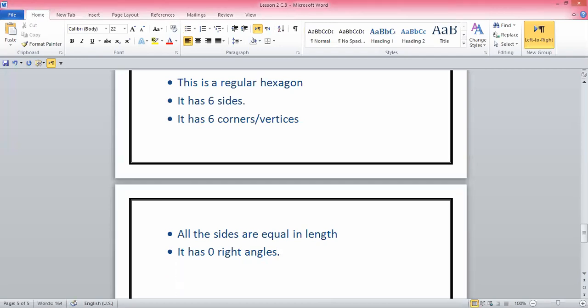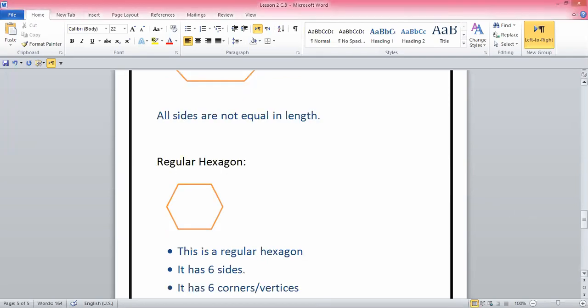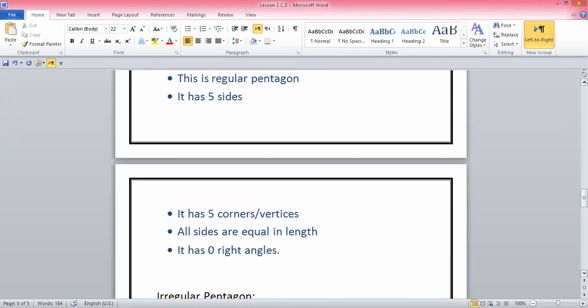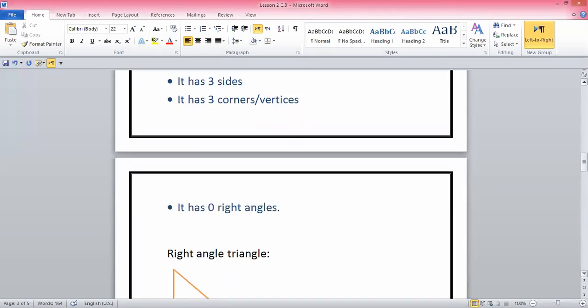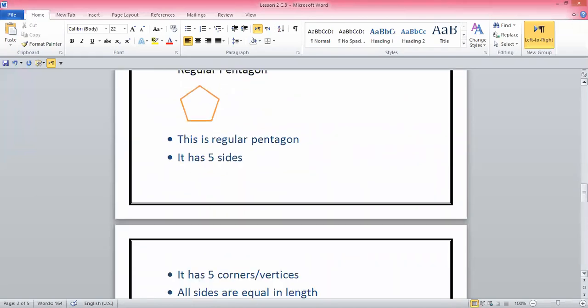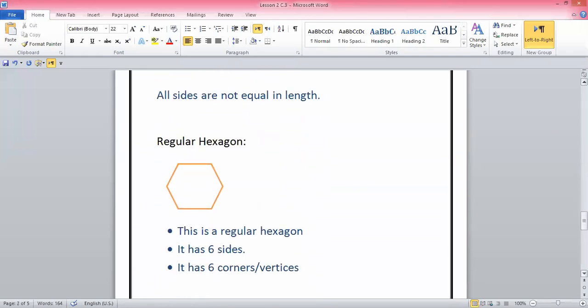Sir, I didn't understand question number 1. Which question? There is no question. In 2D shapes, on page 25, there's question 1. I didn't understand it. Listen, did we move to the book? No, we did not.